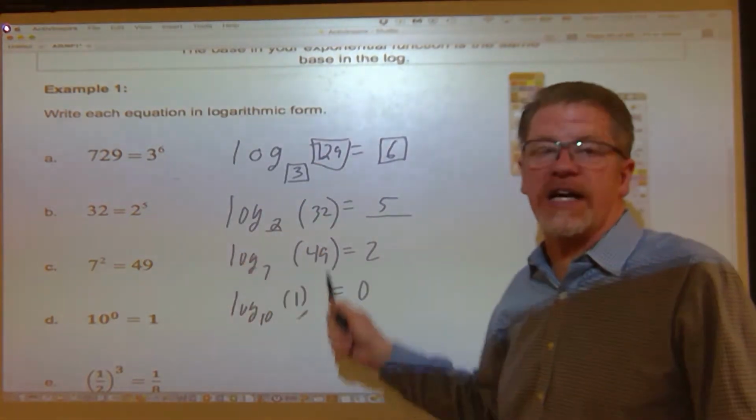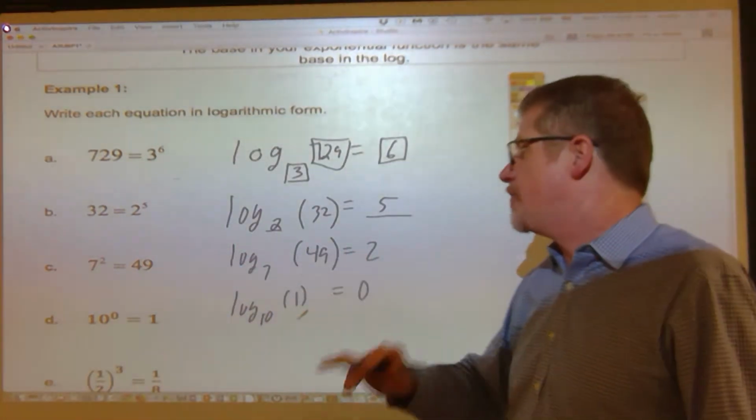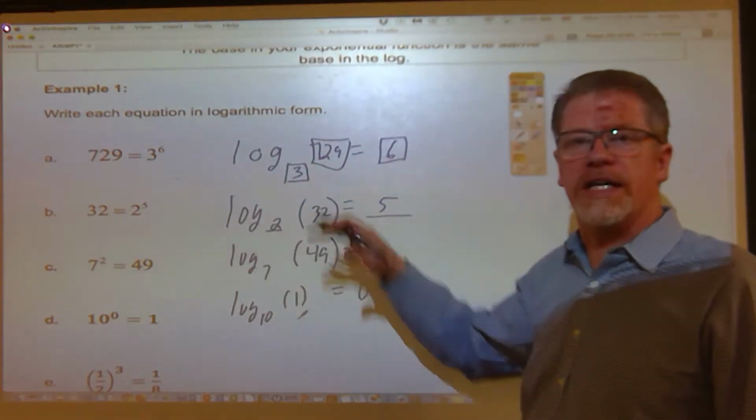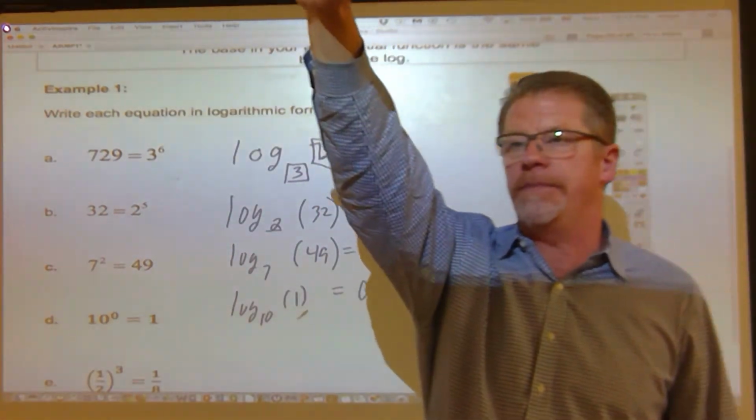A log is an exponent. How many of you find it helpful to place the exponent first over here on the other side of the equal sign? Because a log is an exponent. How many of you are doing it that way?